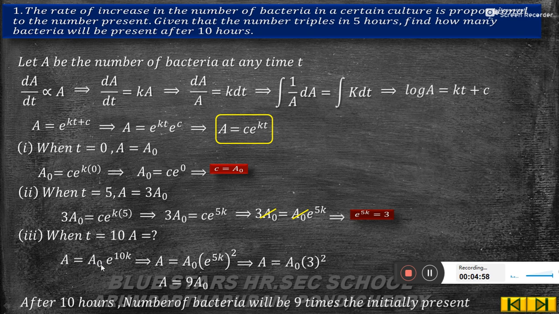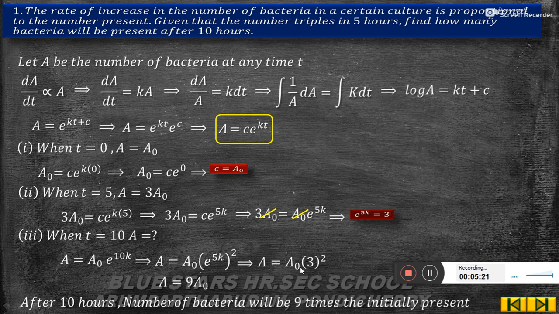So A equals A naught e power, this is the A value. A equals C into e power kt. Substituting C equals A naught, and t is 10, so A equals A naught e power 10k. I write 10k as 5k times 2, so A equals A naught (e power 5k) whole squared. The value of e power 5k is 3.